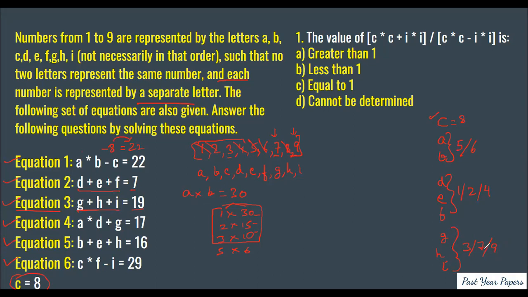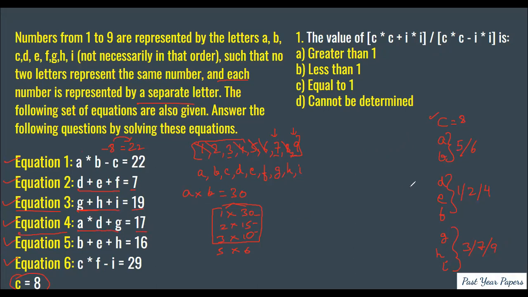stands for 3, 7 or 9, but which alphabet stands for which number, I do not know. But to answer these questions, we need exact values of the alphabets, right? So to find the exact values, I'll jump to equation 4. A times D plus G is 17.